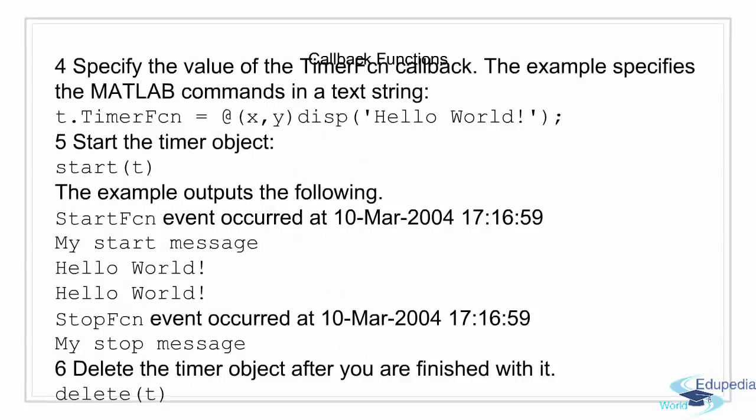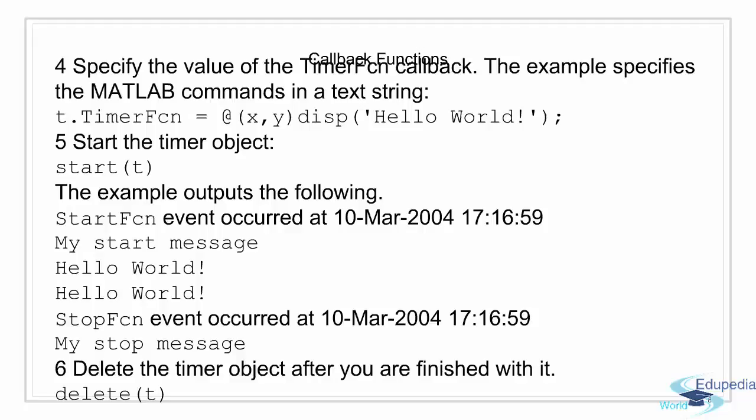Continuing the same comes the fourth one, where you assign a value to the timer function callback. This is the callback that will execute when the timer runs out. Here again I have specified, using a dot notation operation, t.timer function, and passed my anonymous function to it.